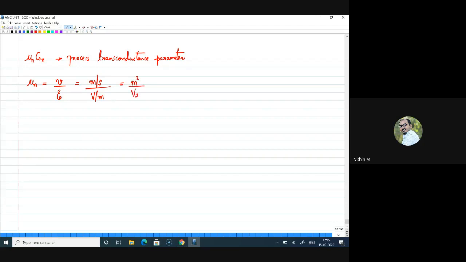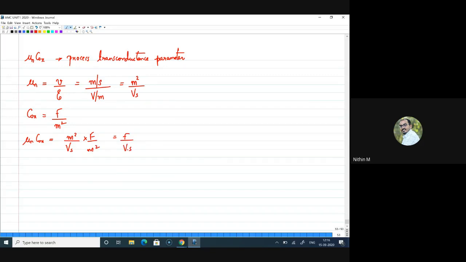So this we will do for once, and from then onwards we will be using only the final unit of mu n and Cox. Now Cox, as I mentioned, is not capacitance, rather it is capacitance per unit area. So the unit is farad per meter square. Now I will write this mu n Cox unit as meter square per volt second into farad per meter square, which is equal to farad per volt into second.